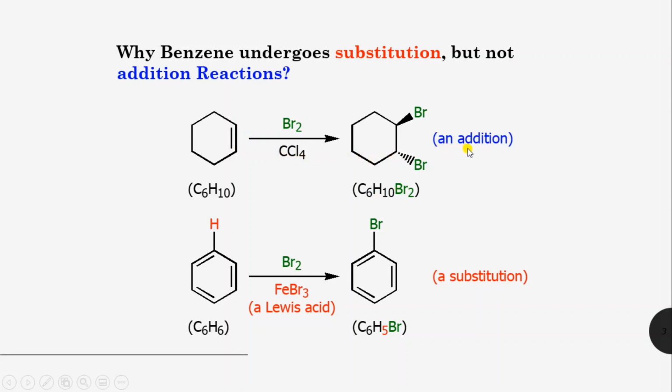But if the same thing happens with the benzene ring, where the same reagent, bromine, is provided in the presence of FeBr3, then instead of the addition product we get the substituted product called bromobenzene. Why does this happen? Why don't we have that addition product? Because the benzene ring doesn't undergo the addition reaction.